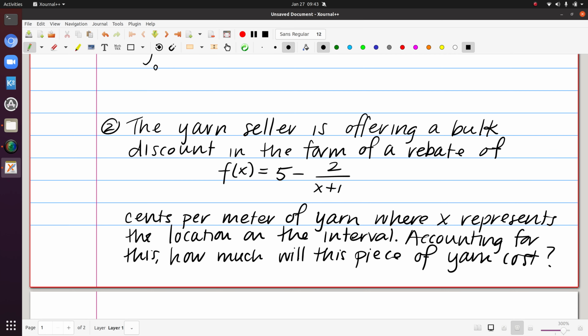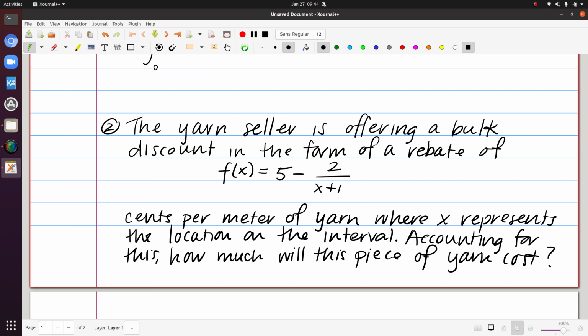To give this a little bit more, suppose that you're encouraged to buy more yarn because the price is not constant. So the yarn seller is offering a bulk discount in the form of a rebate of the function f of x equals 5 minus 2x plus 2 over x plus 1 cents per meter of yarn. And here x is measuring how far we are from point 0, the leftmost piece of the yarn. Just think about that again, that's reflecting that the more yarn you buy, the more of a rebate we're getting.